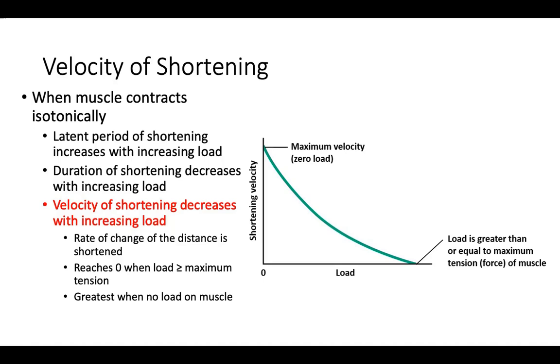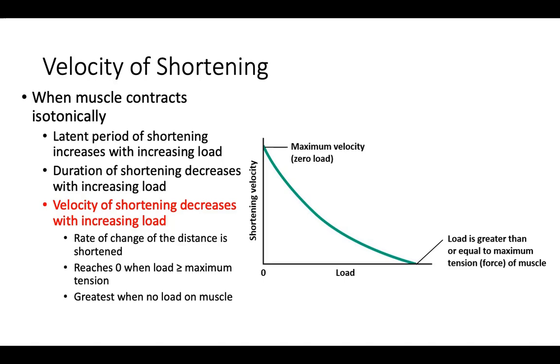And then the third example here is the velocity of shortening decreases with the increasing load. And the velocity of shortening is how quick that muscle can contract. And so that is going to decrease, in other words, get slower. It's going to take more time to lift a heavier load than it will to lift a lighter load. So if I'm lifting a piece of paper, I can do that relatively quickly, right? The velocity here is very high. If I'm lifting a full box of books, the velocity is going to be very low. It's going to be very slow because it's going to have a lower velocity of shortening for a heavier load and a higher velocity of shortening for a lighter load.